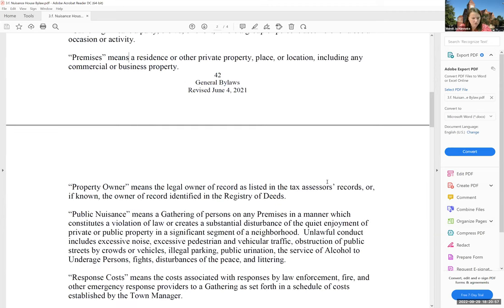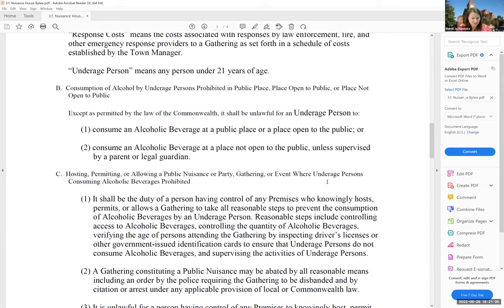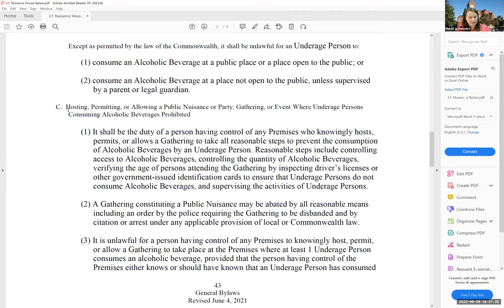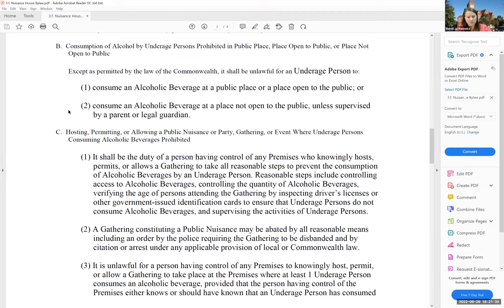And so the bylaw here, section B, basically says an underage person can't consume alcohol, which I'm not even sure why we would need in nuisance. Well, that's what I'm saying, it doesn't link to anything at all. But then it's the hosting, permitting, or allowing a public nuisance or a party. And so the question is, is underage drinking considered a public nuisance? Again, there's no linking here.